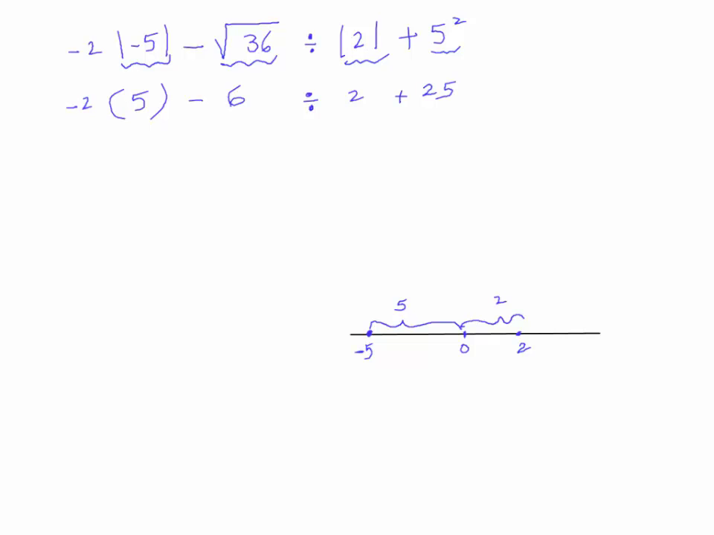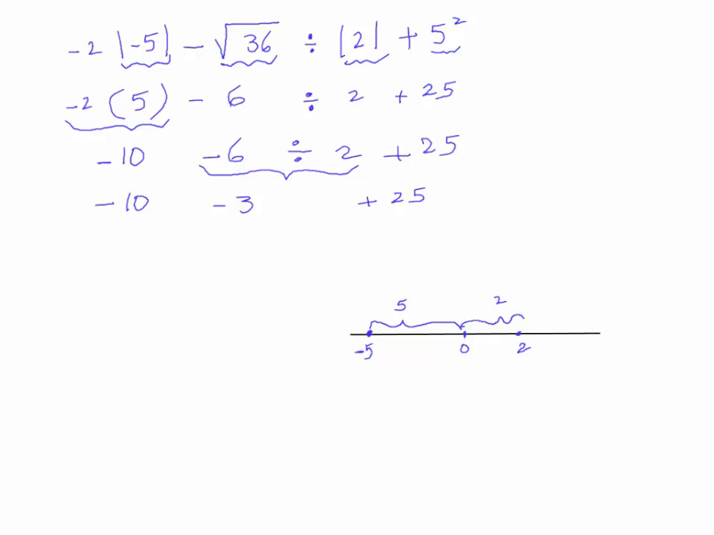We go from left to right. Look for what operation? Multiplication or division, whichever comes first. If we go from left to right, it looks like the first multiplication is right there. So -2 times 5 is equal to what? -10. I'm going to copy the rest down here and then do the same thing. Go from left to right. Look for multiplication or division. There's one right here. So that becomes what? -6 divided by 2 is equal to -3.